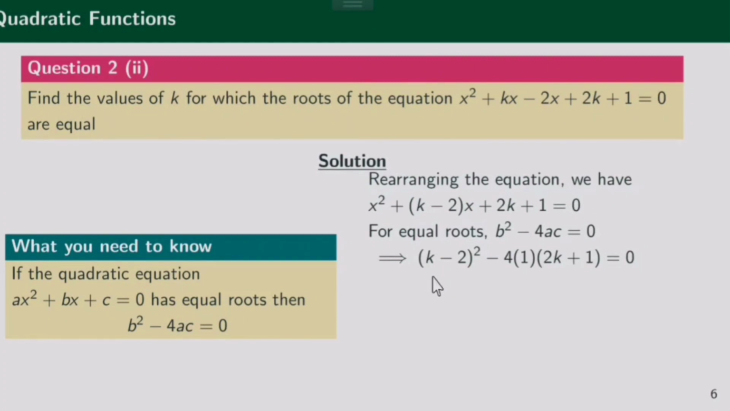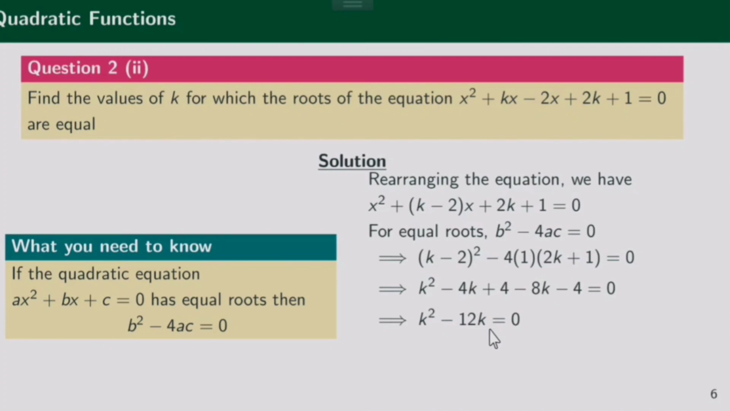I just have to expand this, multiplying out the bracket: k squared minus 4k plus 4. Negative 4 multiplies 2k to give negative 8k, negative 4 multiplies 1 to give negative 4. Then let me rearrange this in quadratic form. I have k squared, then negative 4k minus 8k, negative 12k, 4 minus 4 gives 0. This is what I have.